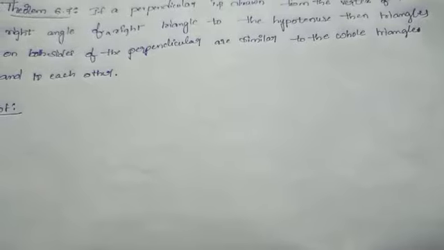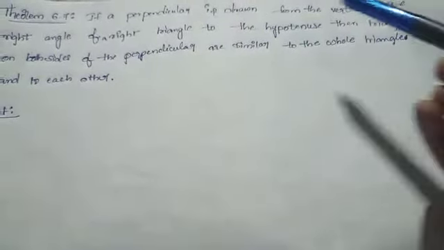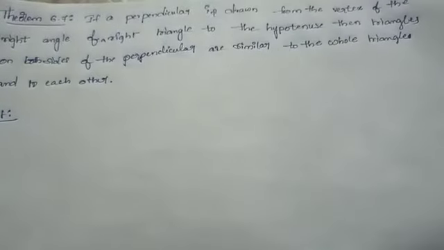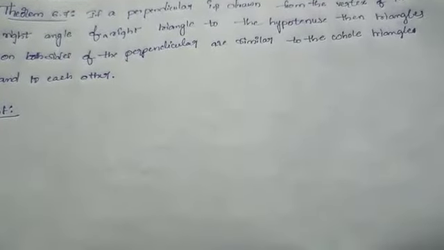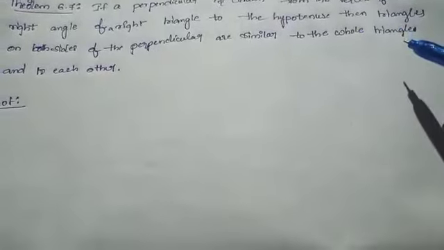Let's discuss one important theorem. If a perpendicular is drawn from the vertex of the right angle of a right triangle to the hypotenuse, then triangles on both sides of the perpendicular are similar to the whole triangle and to each other.